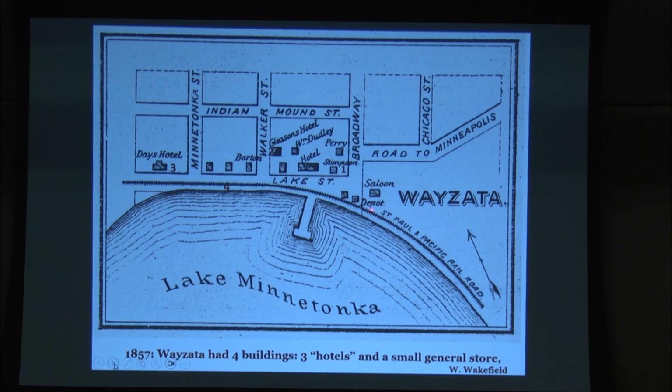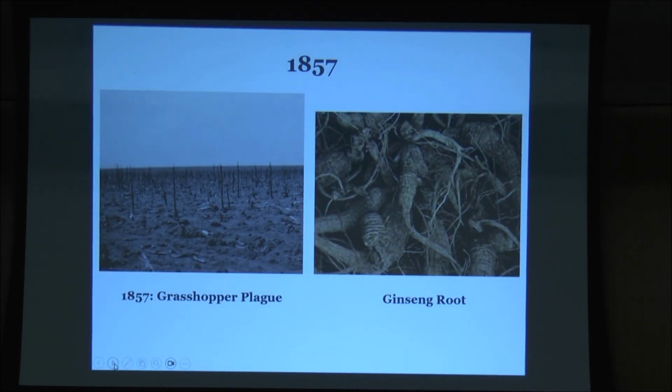Then I also want to point out Depot. This is going to be where our first train station is located. We're going to see pictures of that. And 1857 was a bit of a challenging year.